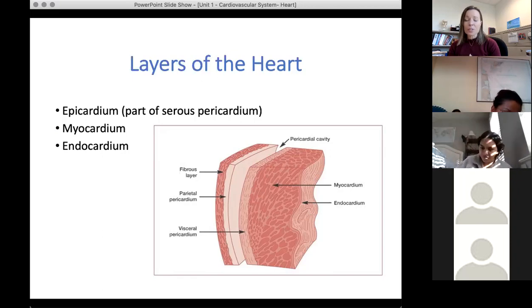you guys remember simple squamous epithelium? It's like one layer of thin, flat cells. That's what this is. So it's like the thinnest layer of tissue you can have. It's simple squamous epithelium, which is one single layer of epithelial cells. So that is just the inner lining of the heart. It lines all the chambers within the heart. It lines the valves, covers the valves of the heart.